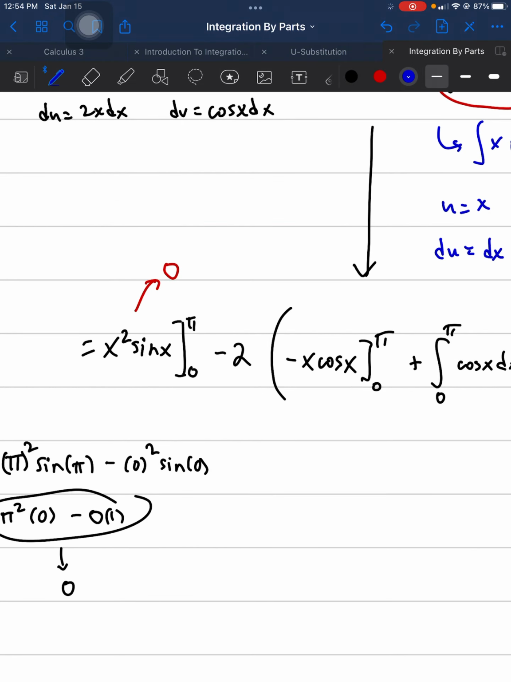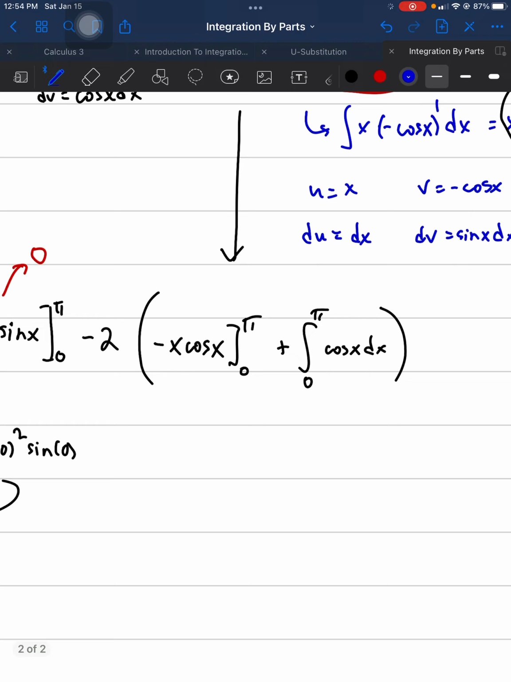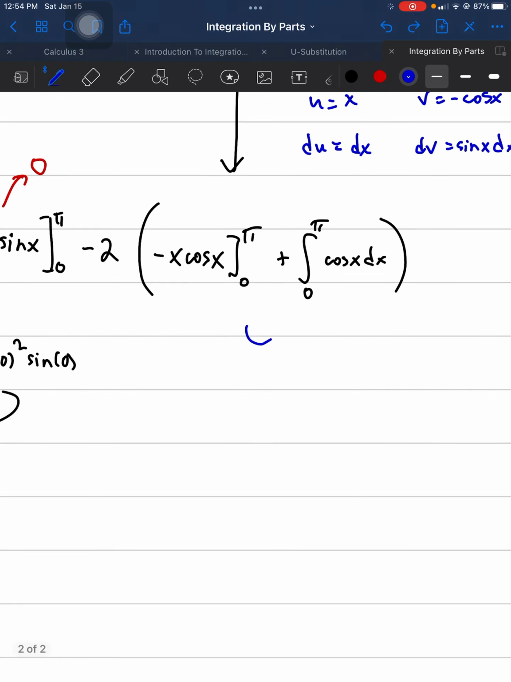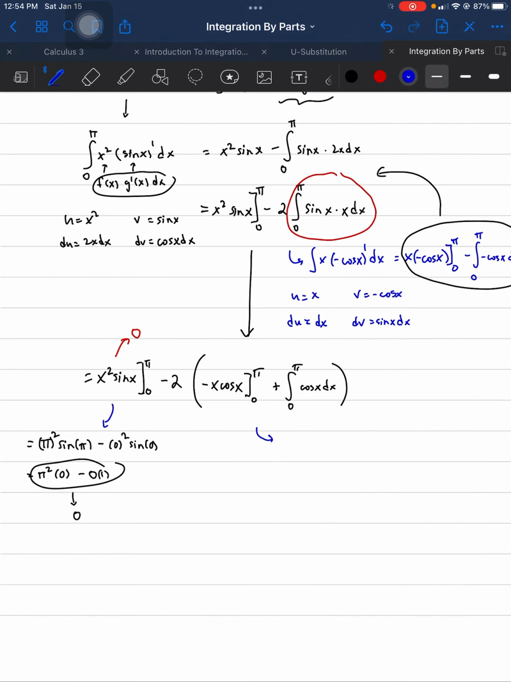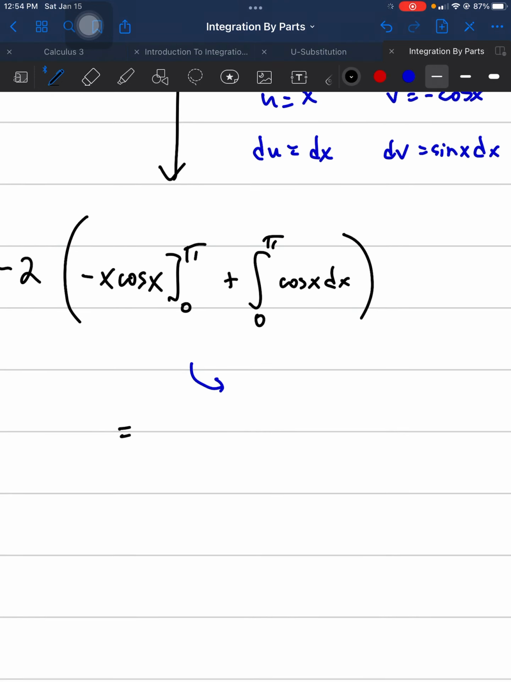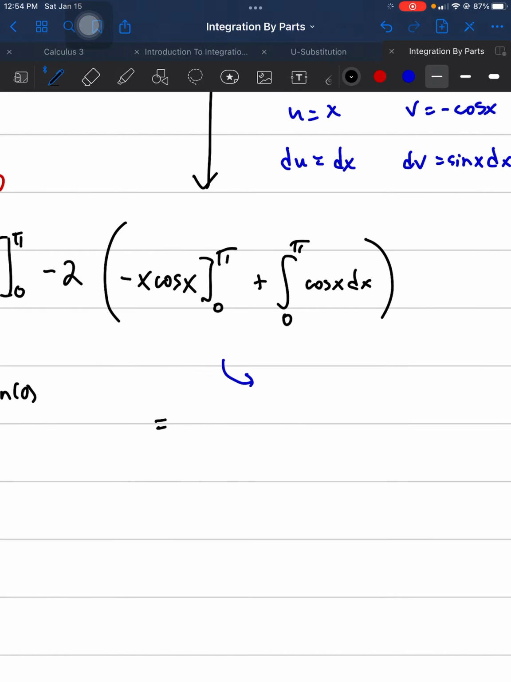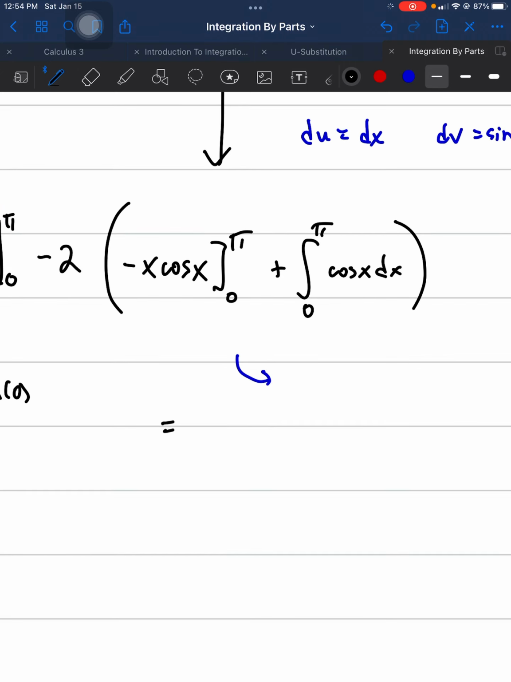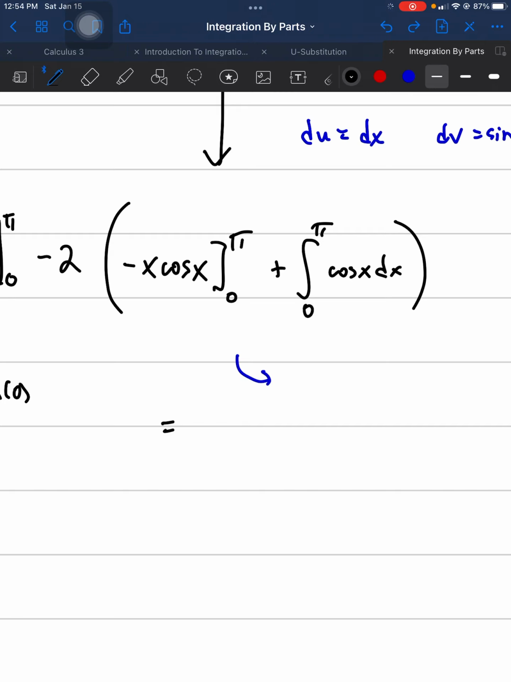So we just did that. That's 0. Now let's do this expression right here. We're gonna do this entire thing in one go. We're just gonna do the parentheses first and then multiply by 2.